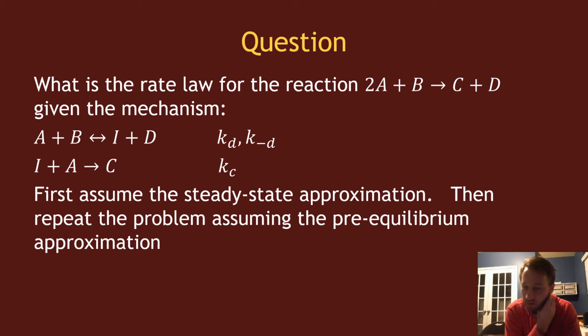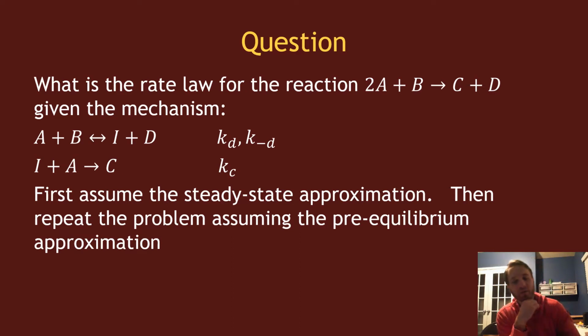Let's consider the following rate law for the reaction here. We're going to use the steady state approximation and the pre-equilibrium approximation to figure out what the rate law is for this mechanism for the reaction 2A plus B going to C plus D.